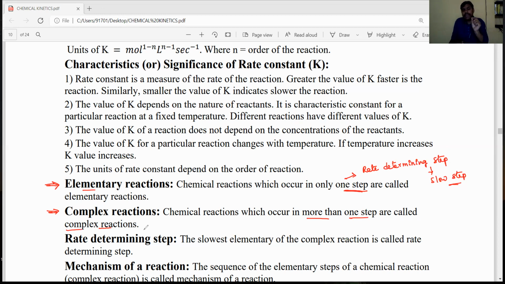So the rate of the reaction mainly depends on the rate determining step, that is, how many reactant molecules undergo collision, undergo fruitful collisions, and are converted into product. It mainly depends on the rate determining step only. That's why the rate determining step is nothing but the slowest elementary step of complex reactions or elementary reactions, because an elementary reaction takes place in a single step only, which is called the rate determining step, and it is also a slow step.